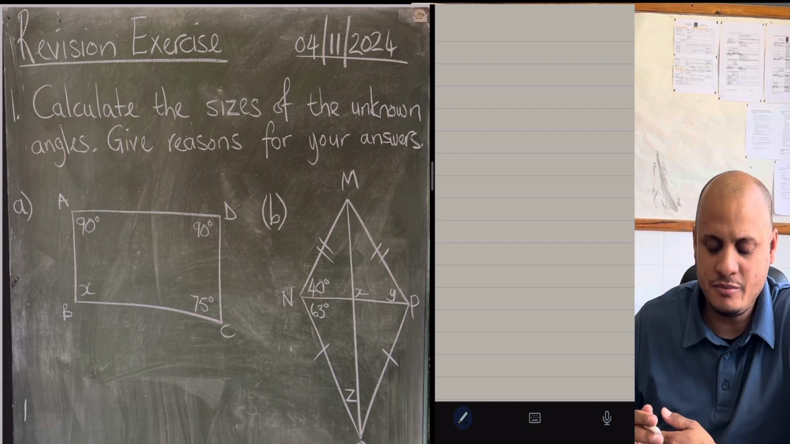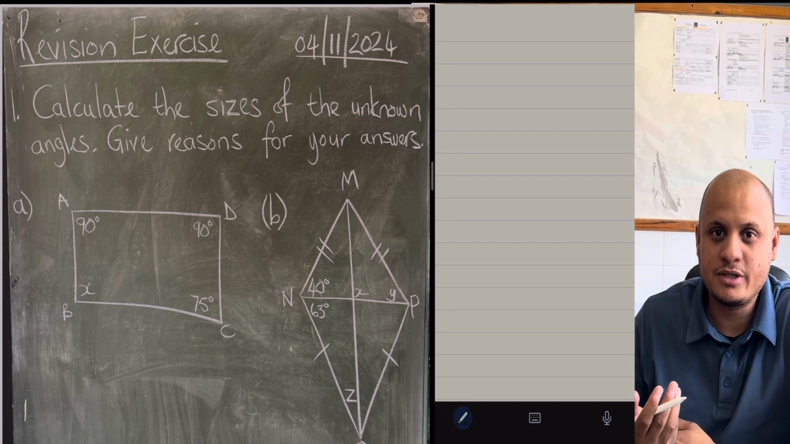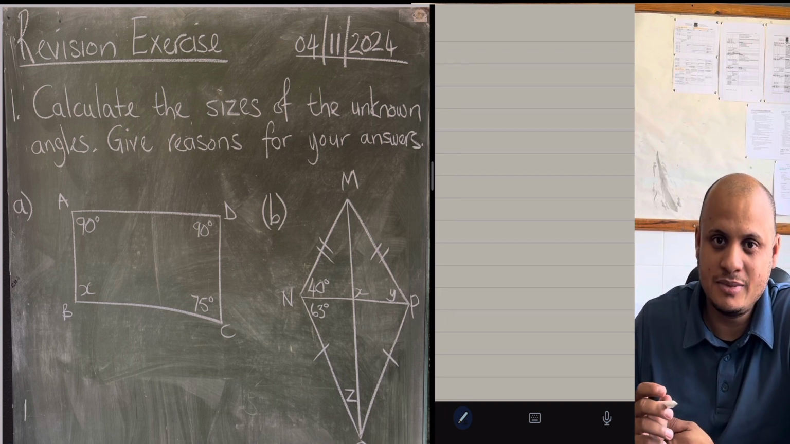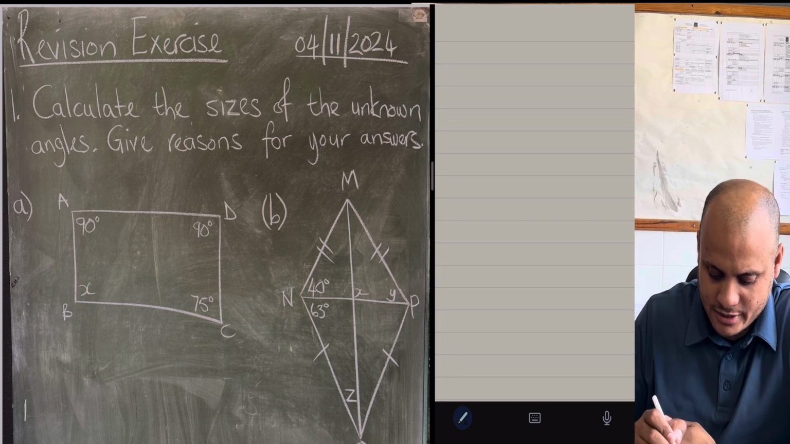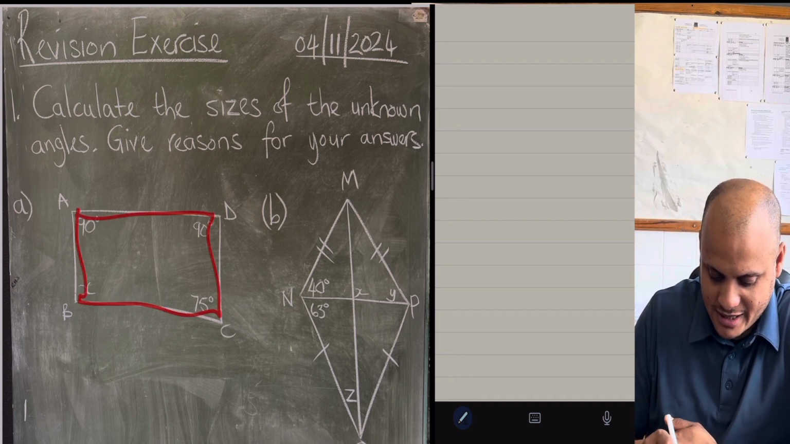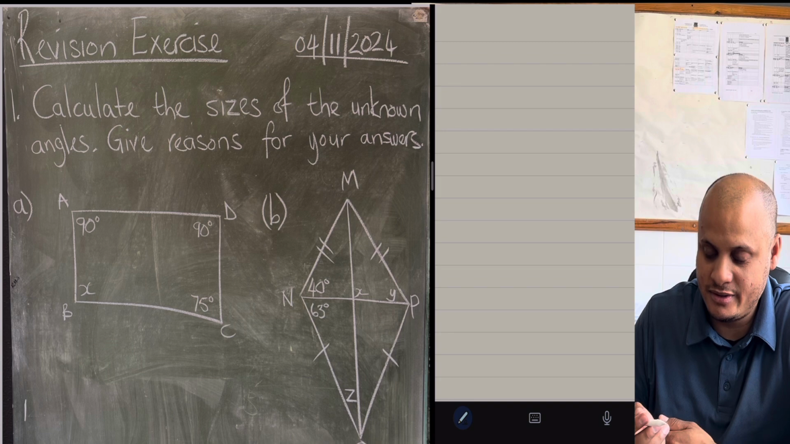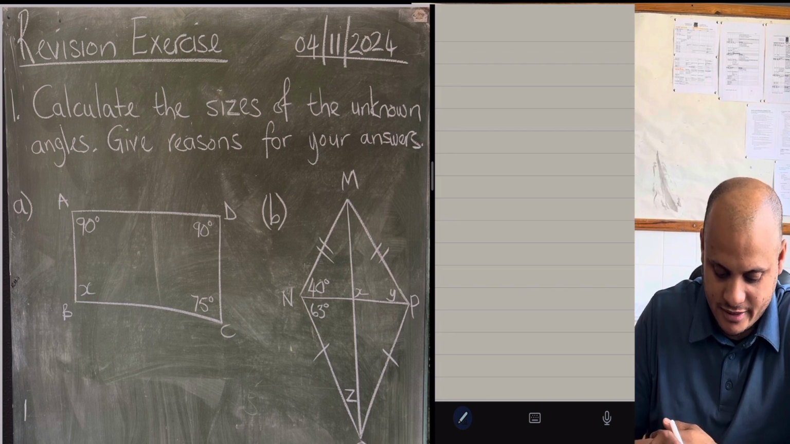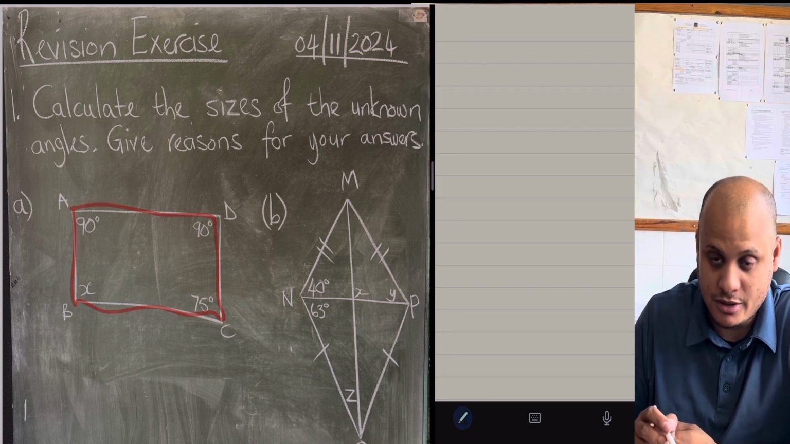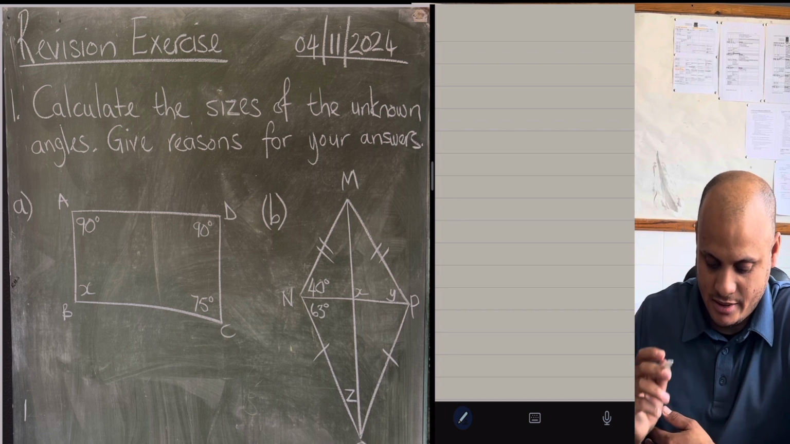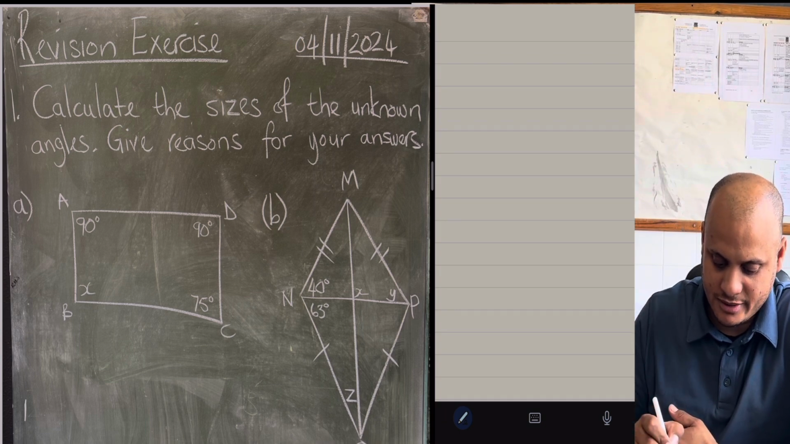It doesn't have to be one of those, and that is the point I want to drive home here. This is simply a quadrilateral. It is a quadrilateral because it has 4 sides. That is the only evidence that is presented here. The fact that A, B, C, D is a quadrilateral. That's it. So we are asked to calculate the sizes of the angles.